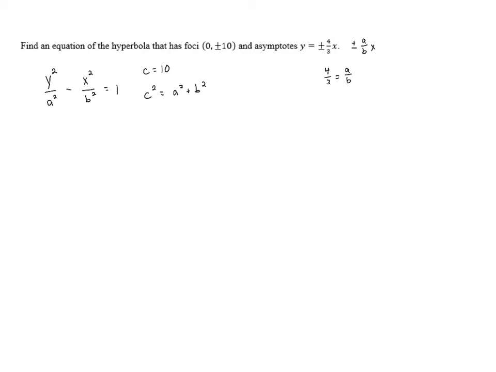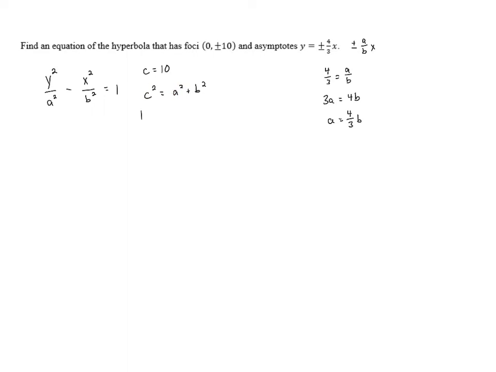First of all, if we cross multiply, we get 3a equals 4b. And what we can do is write a in terms of b or b in terms of a, and then we can substitute it in here, and then we can solve for one of the unknown variables. So I'm going to get a alone by dividing both sides by 3. I'm going to write a equals 4/3 b. And then I'm going to substitute that into this equation along with c equals 10.